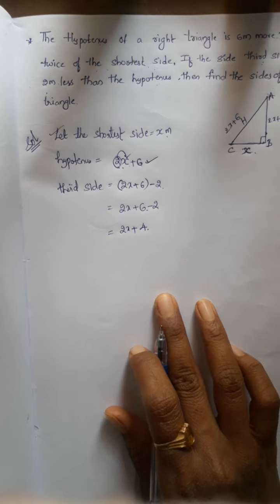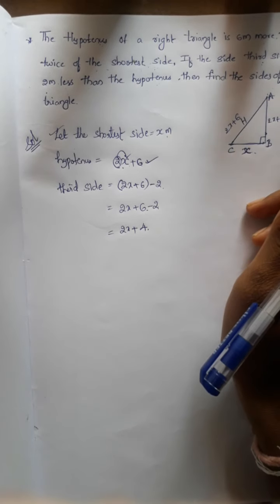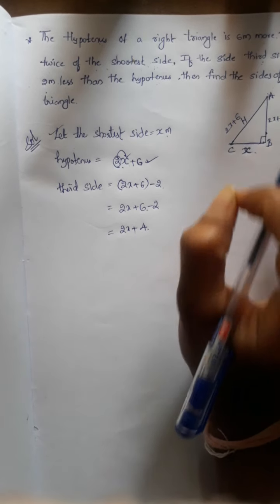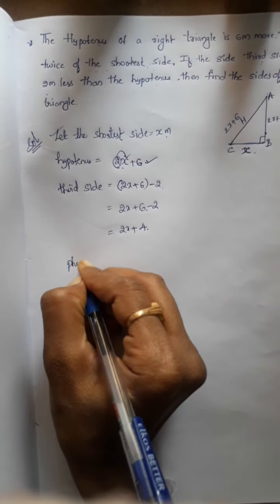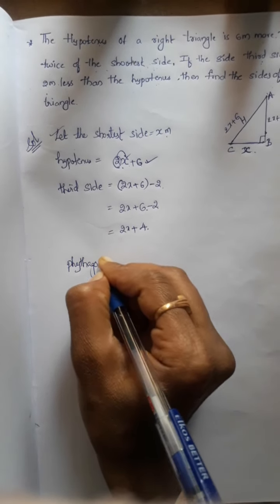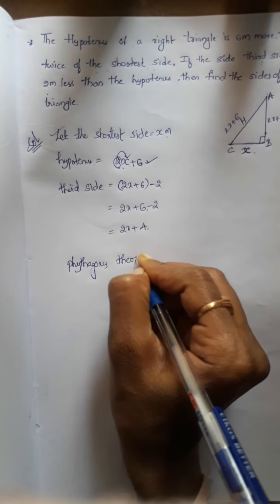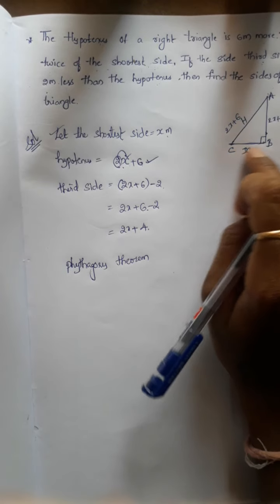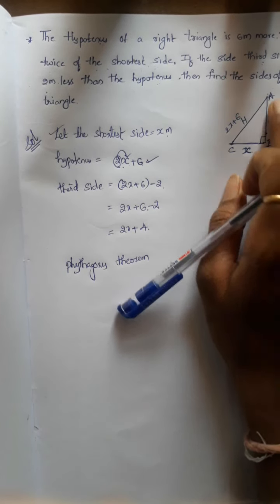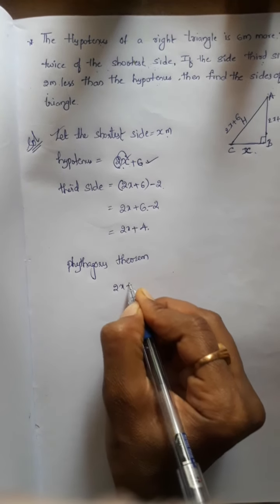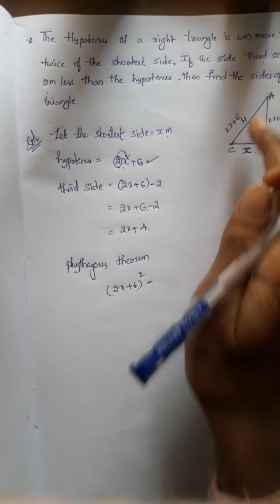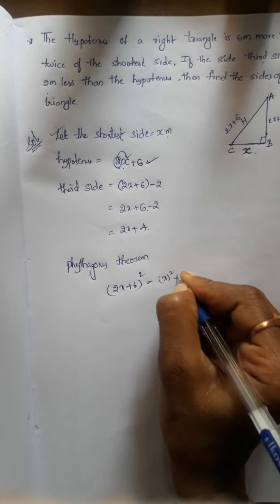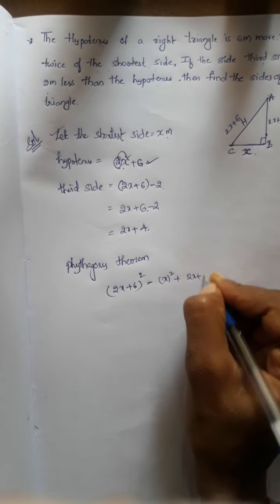Now we need to solve this, right? How do we solve this? If you observe, this is a right angle triangle. When we see a right angle triangle, we are reminded of one theorem, that is the Pythagoras theorem. What does the Pythagoras theorem say? The hypotenuse square is equal to this square plus this square, right? So I am doing the same. Hypotenuse square is equal to this square plus this one square.